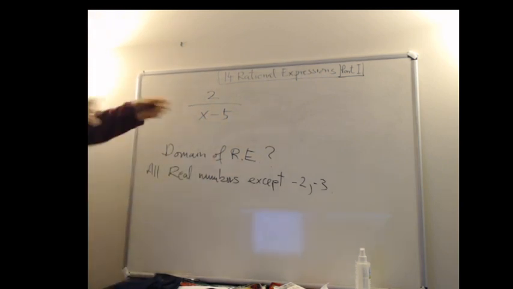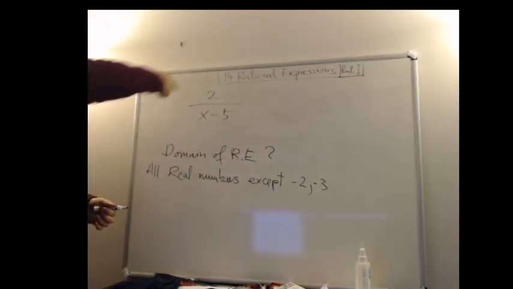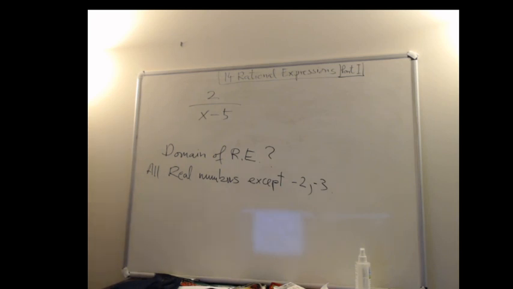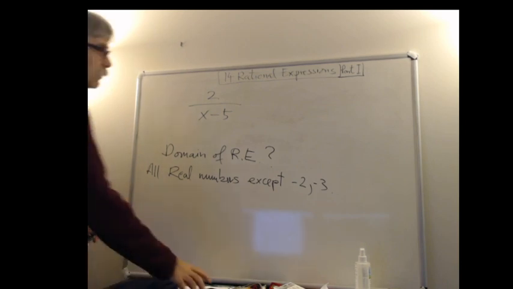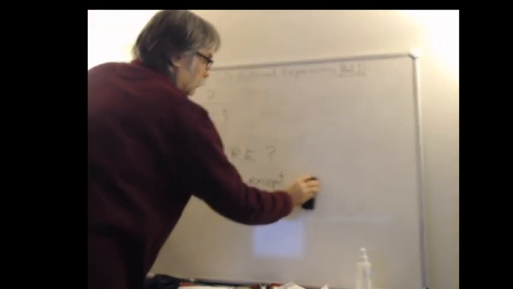Okay, what is the domain of this rational expression? Again, I have something on the top that is a polynomial too. Yes, a number by itself, but it's also a polynomial. On the bottom I have the binomial x minus 5. What is the domain of this rational expression? All real numbers except 5.